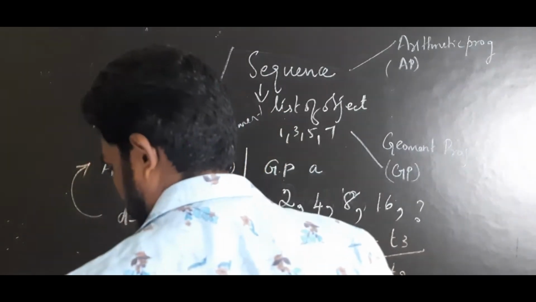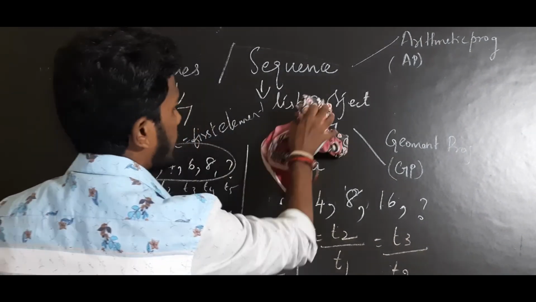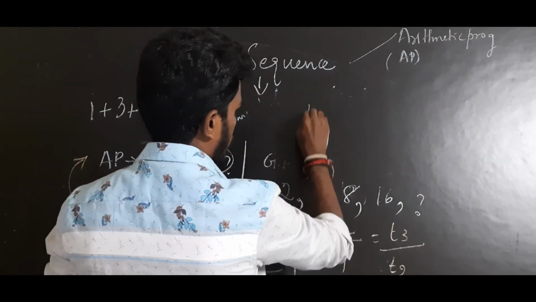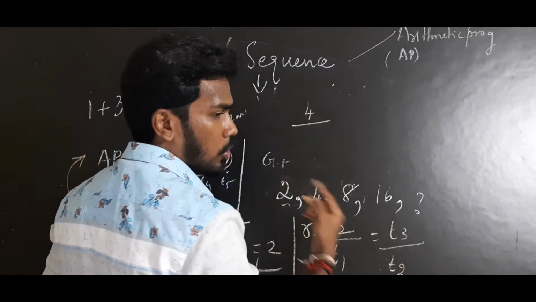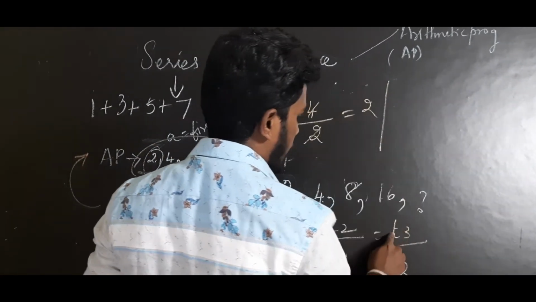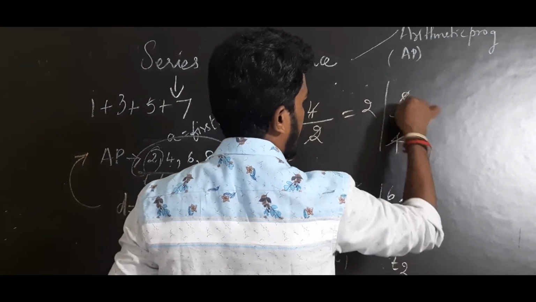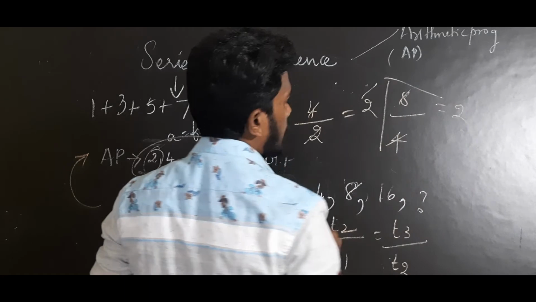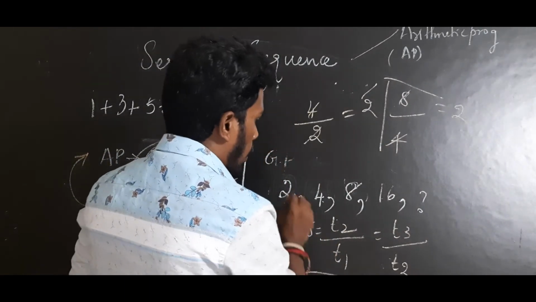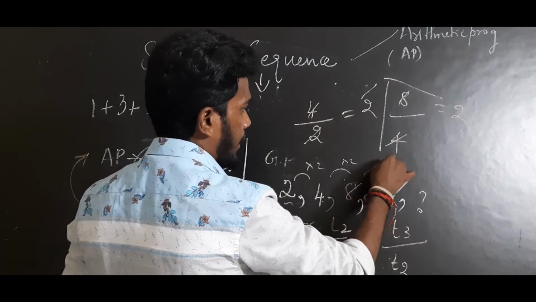So with this, let me erase it here. T2 will be 4, T1 will be A, the first element. I get 2. Similarly, we have to check T3 by T2. This will be the third term, 8, and 4 will be my second term, again I get 2. So in both scenarios, I am getting the same value. So the common ratio R will be 2. So all these are multiplied by 2: 2 into 2, 4 into 2, 8 into 2.